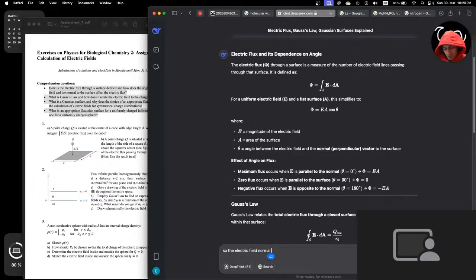Electric flux for a surface is a measure of electric field lines passing through that surface. So it's the number of electric field lines through a specific area of surface. Okay.